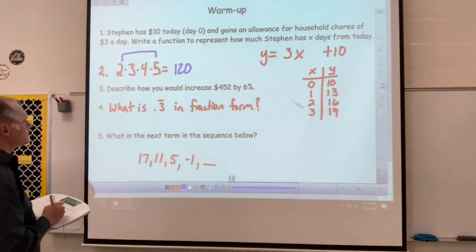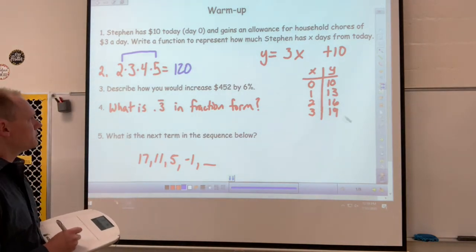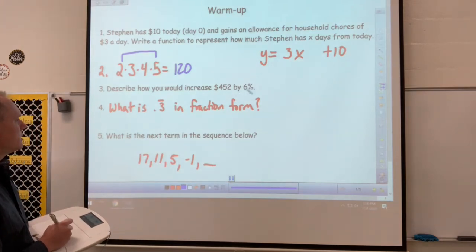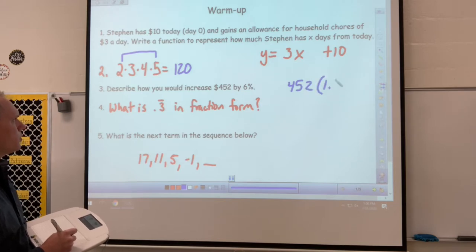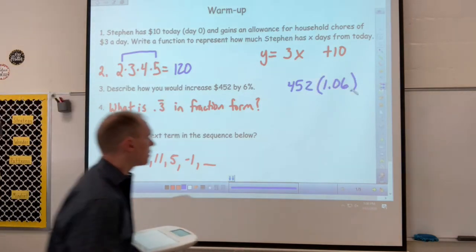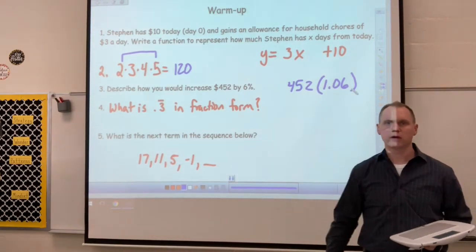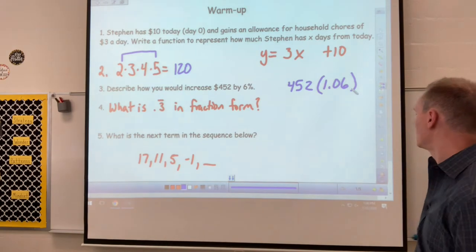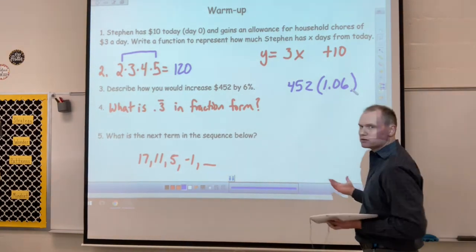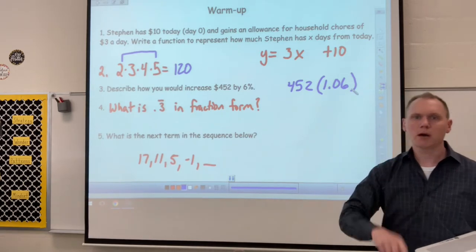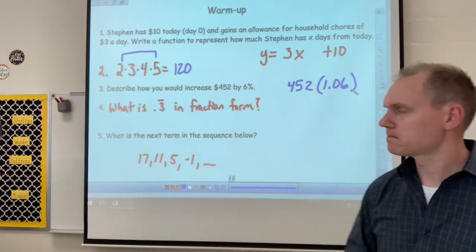Number 3. Describe how you would increase 452 by 6%. Well, let's see, 452 increased by 6% would be 452 times 1.06, or 106% of the initial value, which is 452. There are other ways to do that, but this is the way that I would recommend, because it only requires one operation or one step.